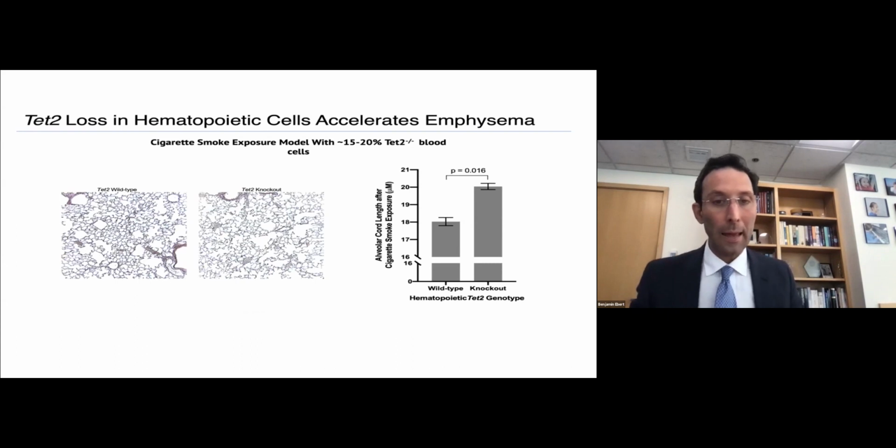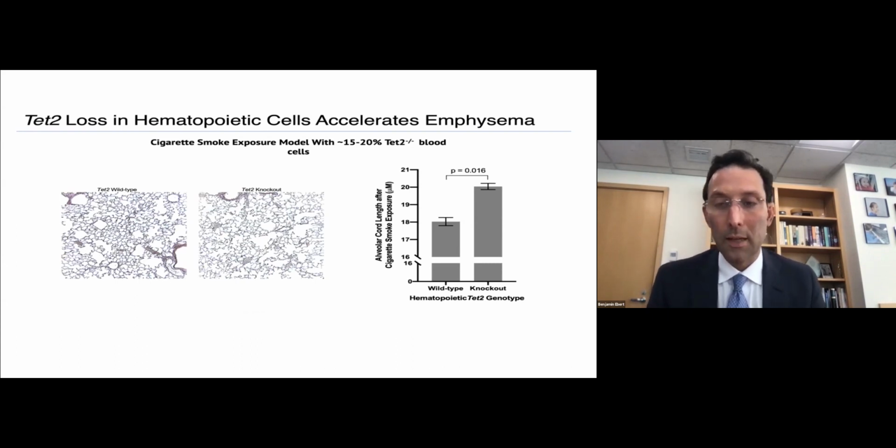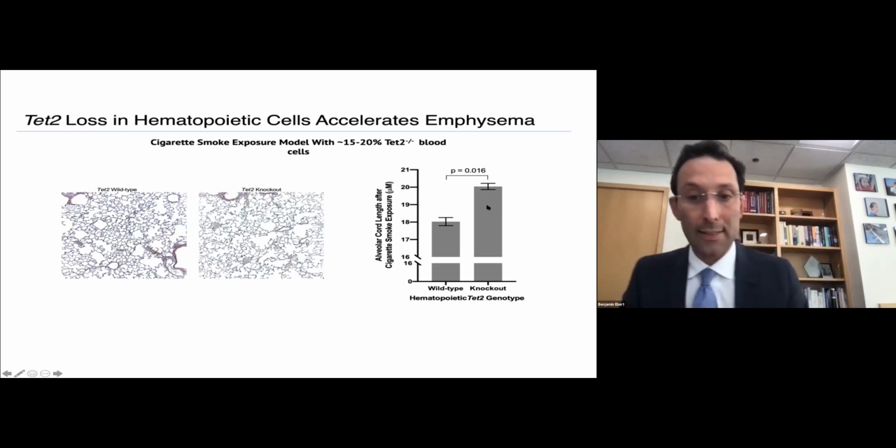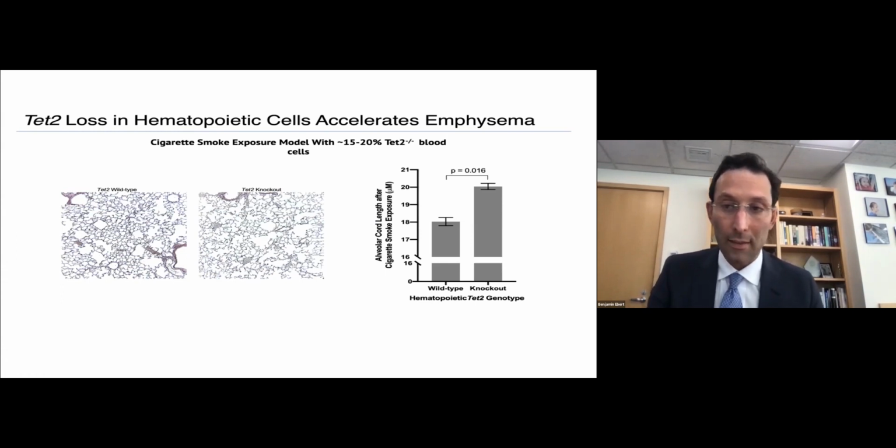And finally, we were able to analyze in a mouse model that mice with TET2 mutant blood cells compared to mice with wild type blood cells, when exposed to smoke in a controlled experimental setting, had increased emphysema with changes in their alveoli and quantitative measurement of alveolar cord length after exposure to cigarette smoke. And you can see here that mice with TET2 knockout had a significantly worse airspace disease, increased alveolar cord length, and therefore worse emphysema.